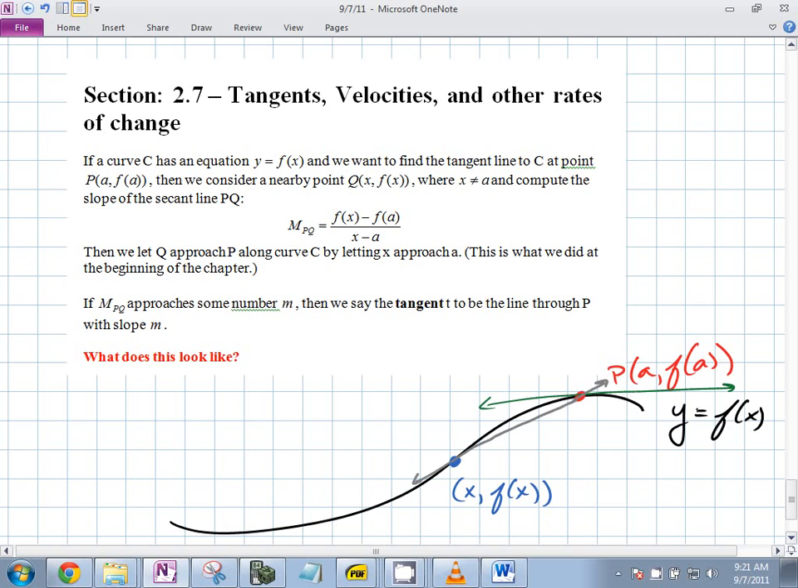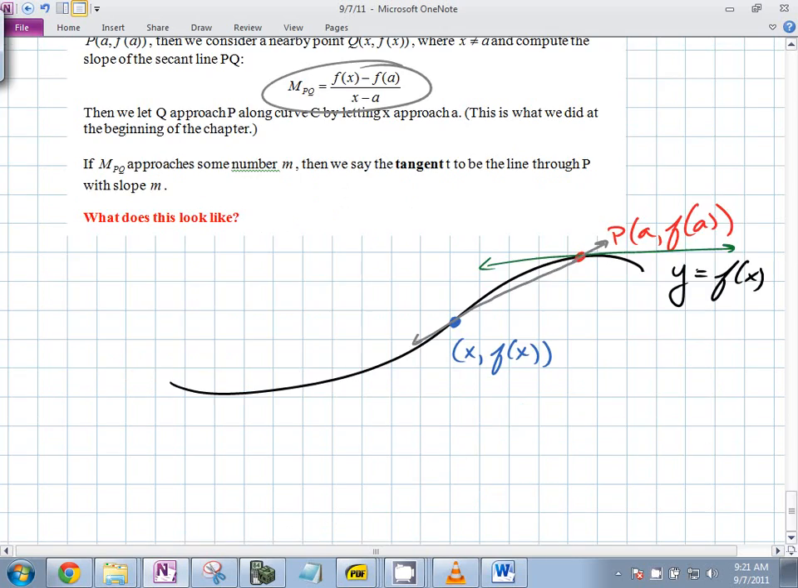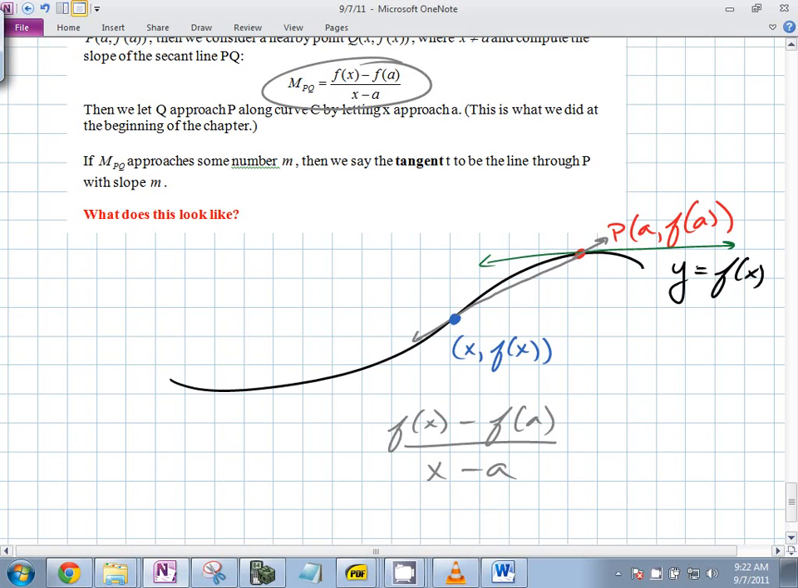So this is the notation here. If you wanted to find the slope between those 2 points, the rise is going to be, does it matter what order I subtract them in? No. As long as it's consistent. Could I switch x and a, just on the bottom here? No. So the slope from P to Q is that right there.